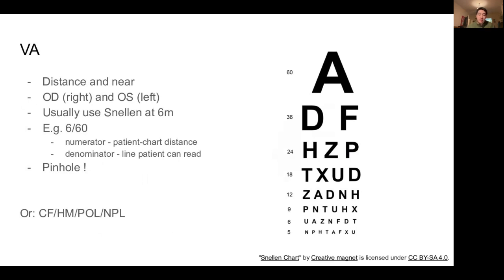If their eyesight is so bad that they can't use a Snellen chart, so they can't read A, then you'd probably be thinking about the acronyms at the bottom. So it would be counting fingers, hand movements only, perception of light, or no perception of light at all. So those are some acronyms that you can consider using.